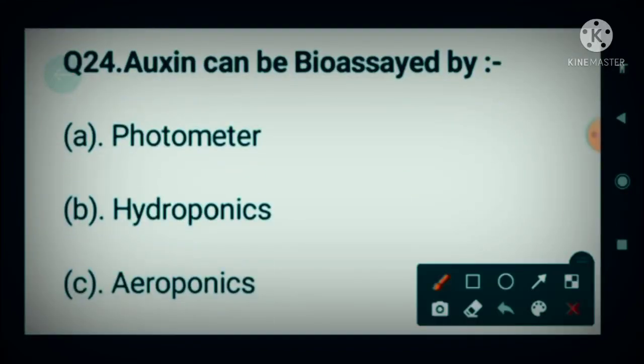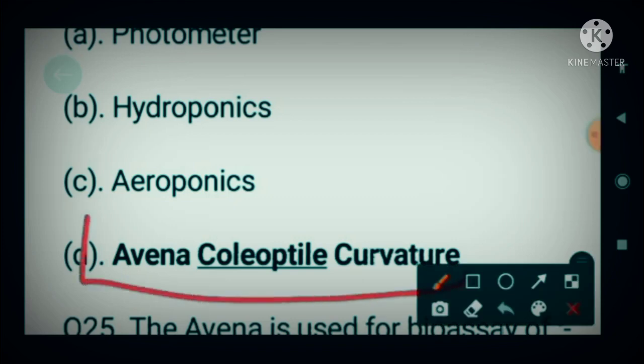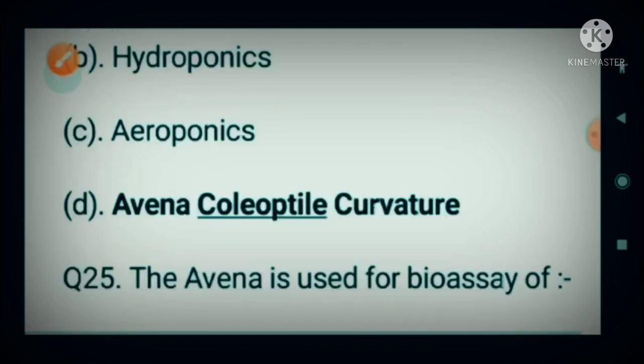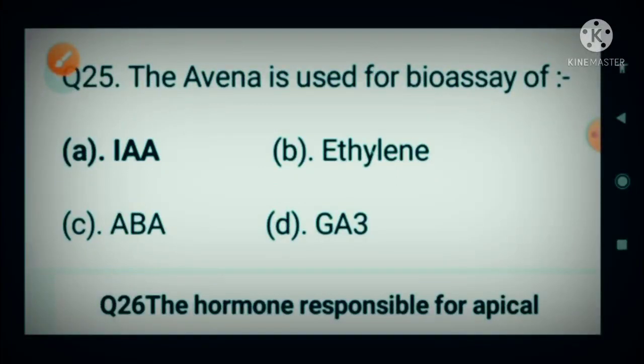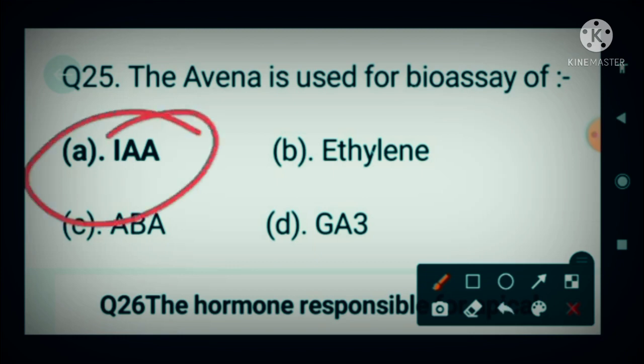Next question is: auxin can be bioassayed by photometer, hydroponics, aeroponics, Avena coleoptile curvature test. The right option is option D. Next question is: the Avena is used for bioassay of, as we know that the Avena coleoptile curvature test can be used for auxins. Here option A, that is indole acetic acid, is the auxin, so the right option will be option A.